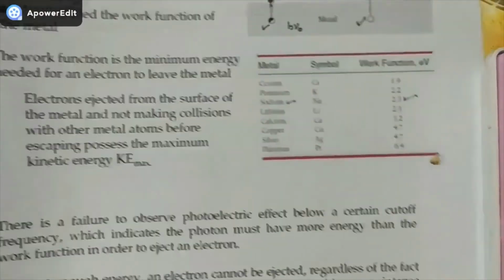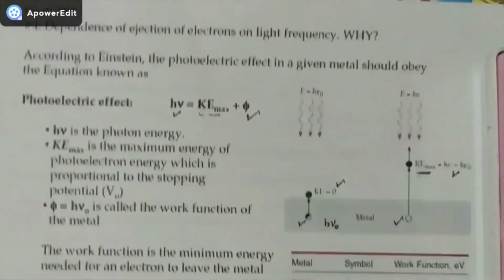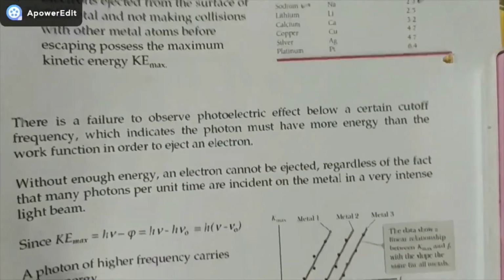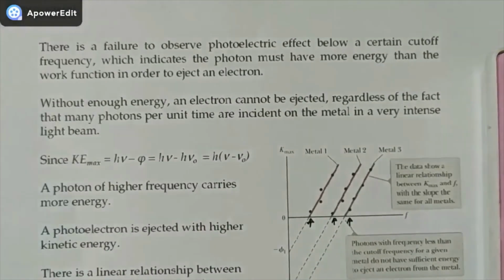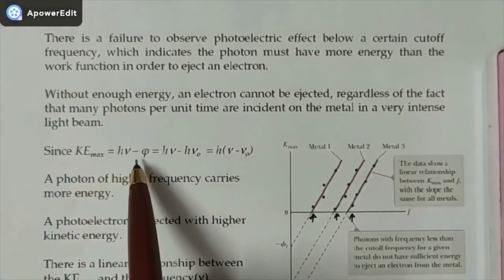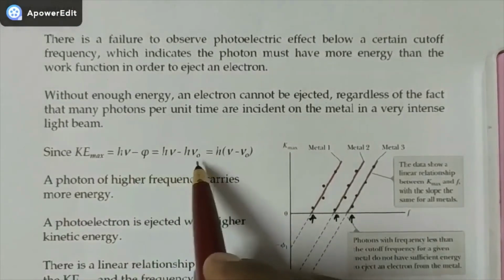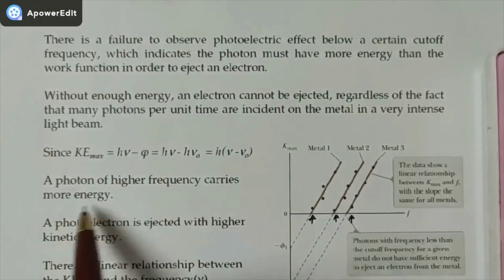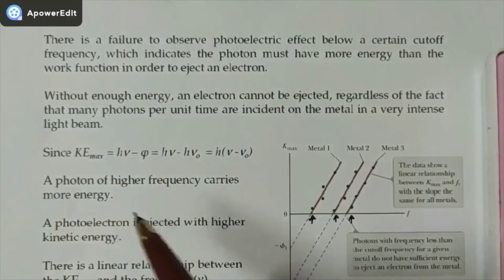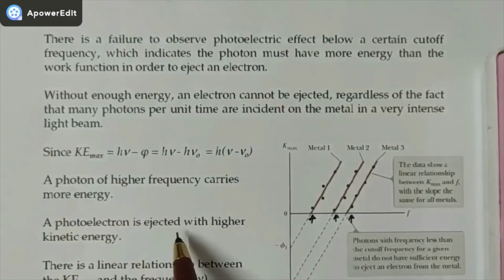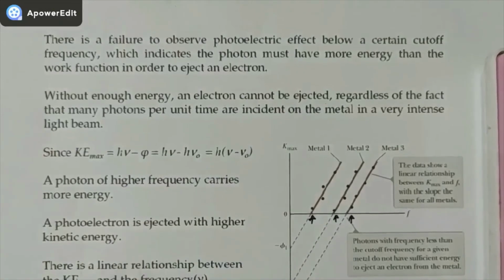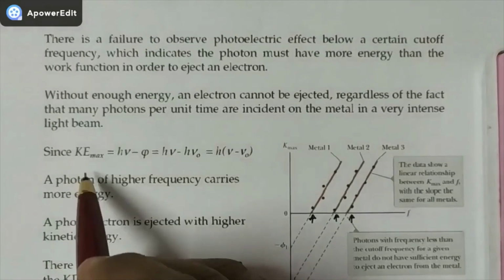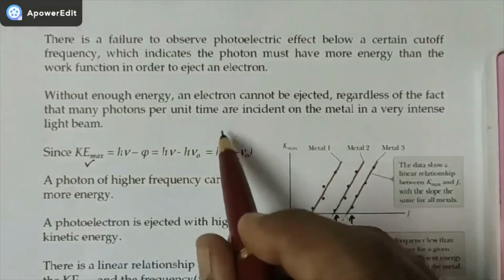So I can write the kinetic energy as h nu minus phi. Since phi is h nu naught, kinetic energy equals h times (nu minus nu naught). A photon of higher frequency carries more energy, so a photoelectron is ejected with higher kinetic energy, and there is a linear relationship between the kinetic energy and the frequency.